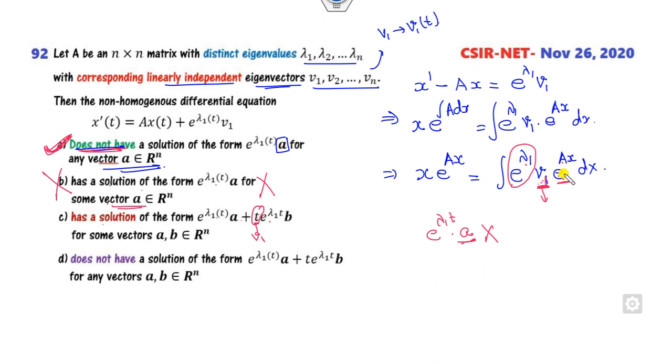Is this the right answer? For some vector here, this is for any vector a and b. That's not true, because any vector cannot be there. This is of the form e raised to power ax. So this is a wrong answer. A and C are the correct answers of this problem.